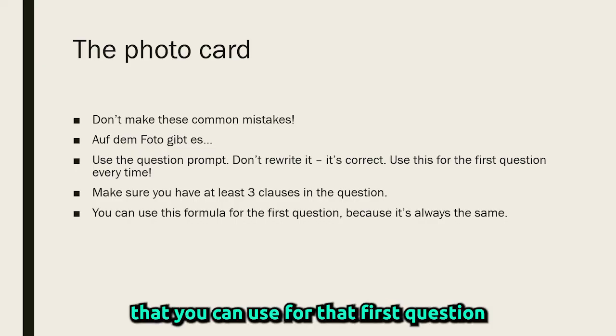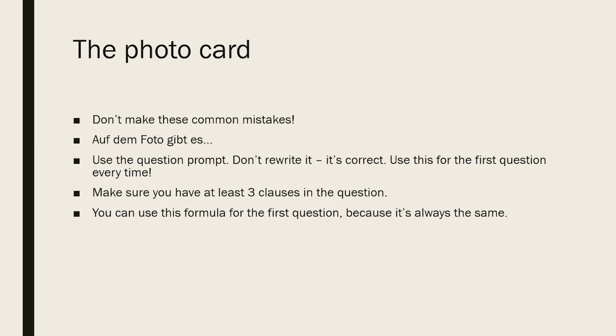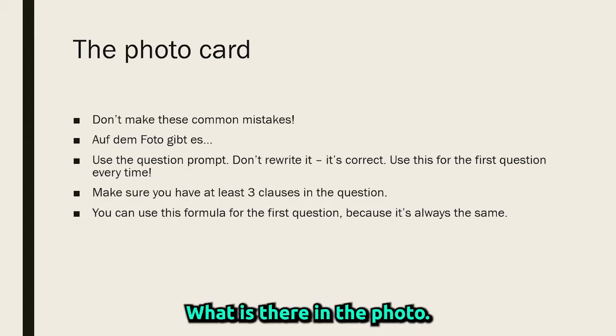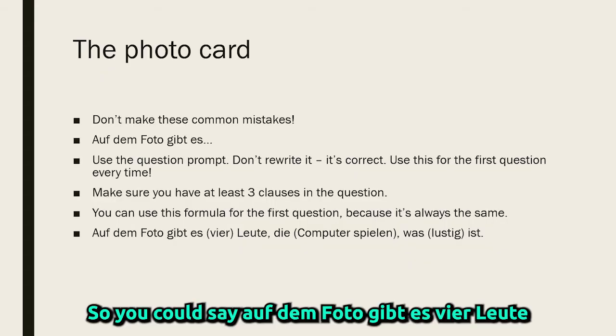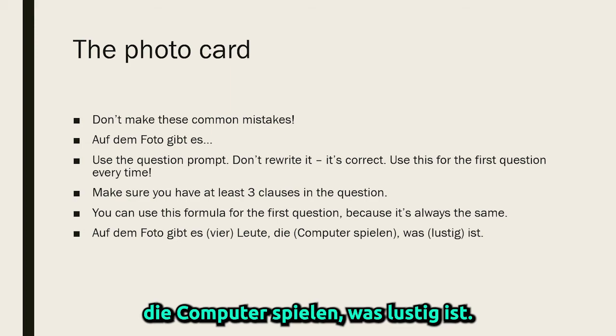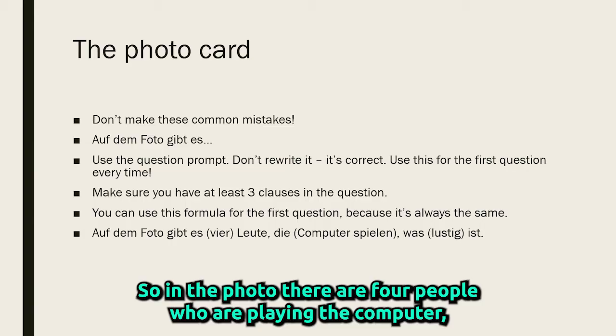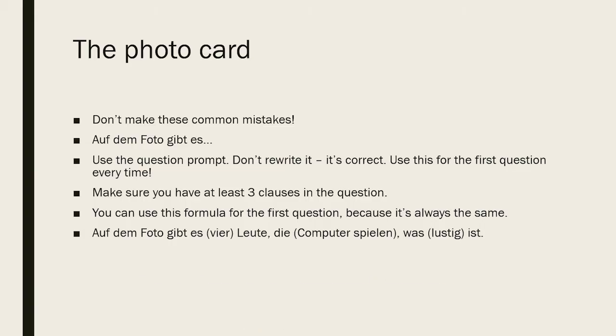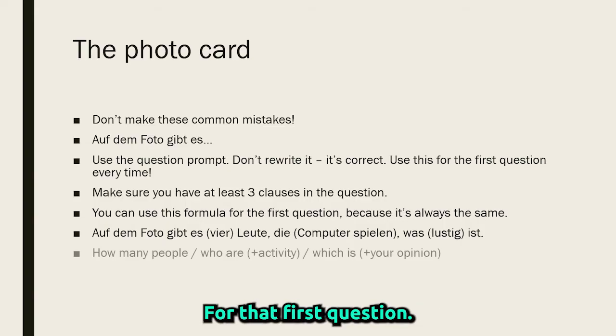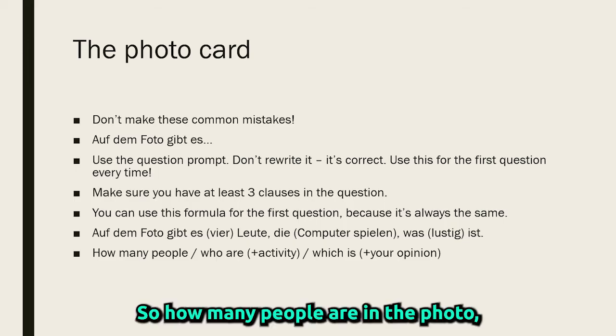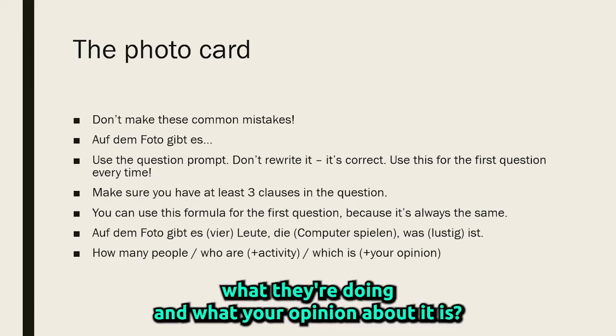And here is a formula that you can use for that first question, because it's always the same. What is there in the photo? So you could say, auf dem Foto gibt es 4 Leute, die Computer spielen, was lustig ist. So in the photo there are 4 people who are playing the computer, which is fun or funny. So you can use that formula all the time for that first question.